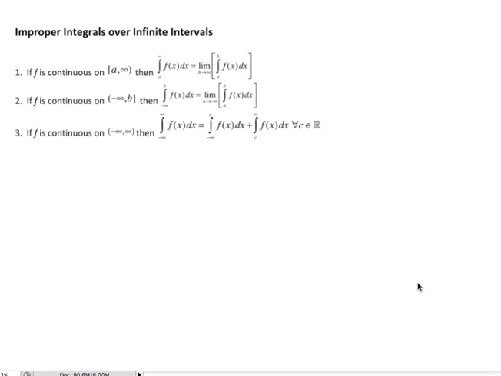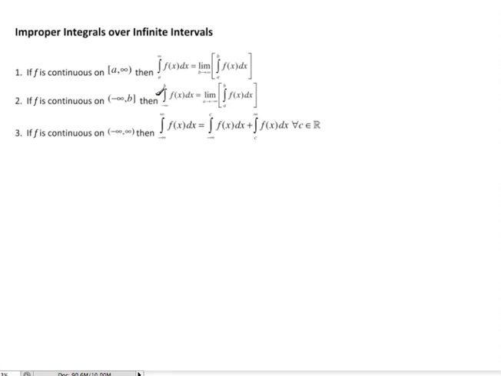So let's take a look at the first types of scenarios, and that being improper integrals over infinite intervals. The infinite intervals here simply tell us that we're going from some finite number to positive infinity, or negative infinity to some finite number, or the situation here that has both negative and positive infinity as our upper and lower bounds.